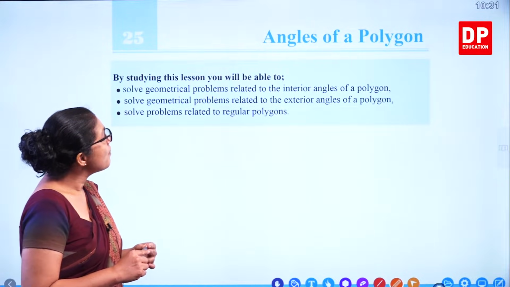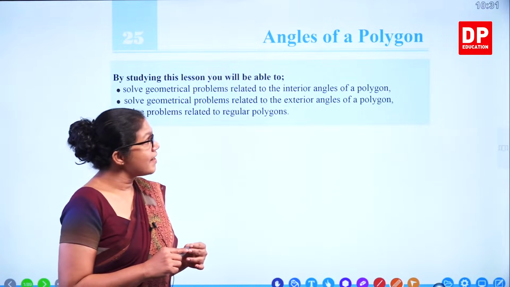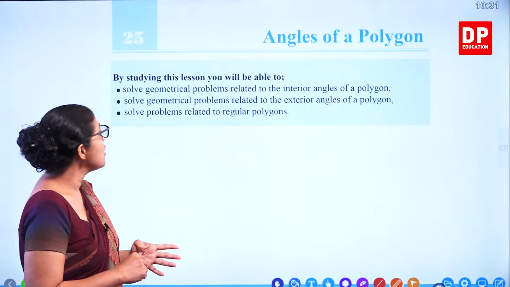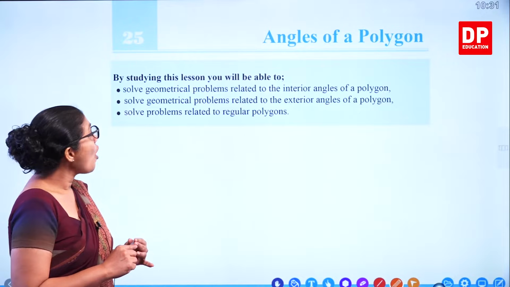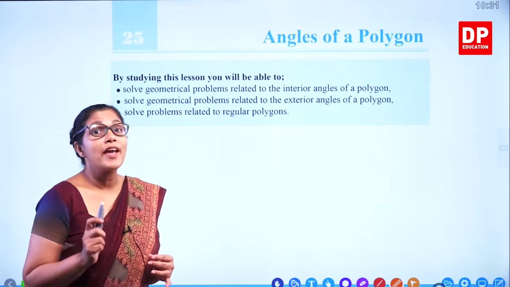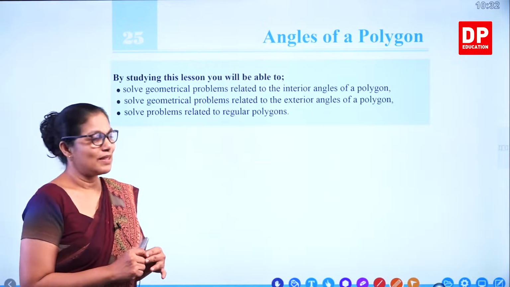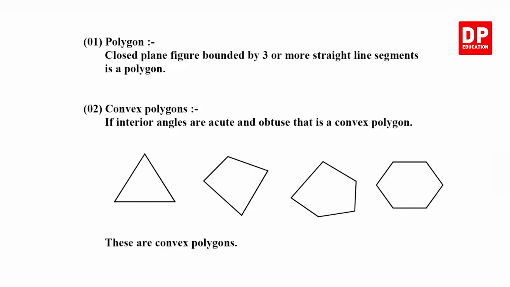Solve geometrical problems related to the exterior angles of a polygon. So exterior angles also you need to know. Solve problems related to regular polygons. Regular means all sides are equal. So what's a polygon? Closed plane figure bounded by 3 or more straight line segments is a polygon.